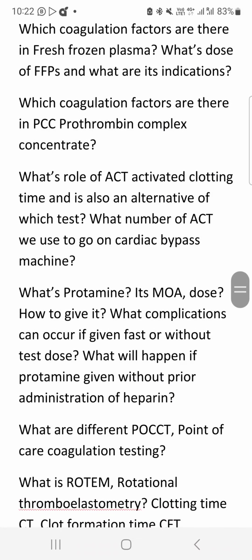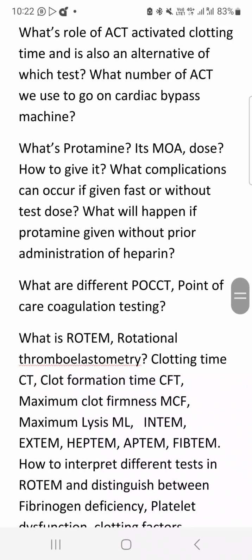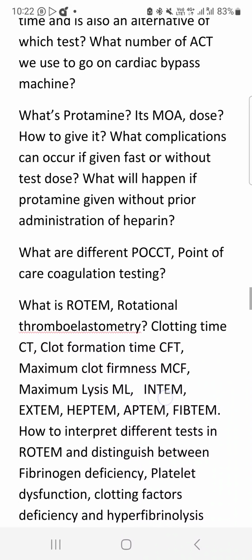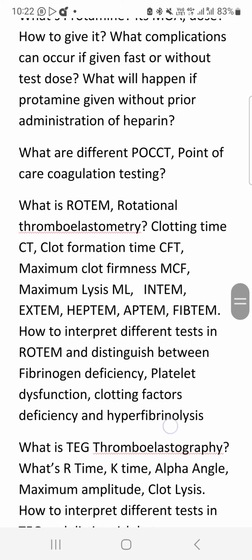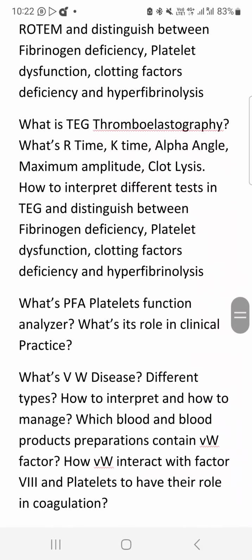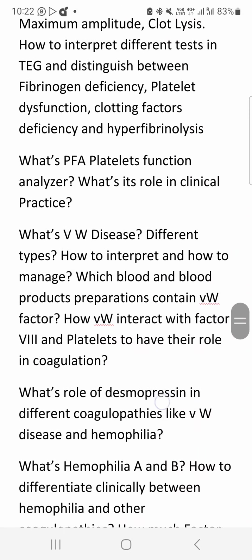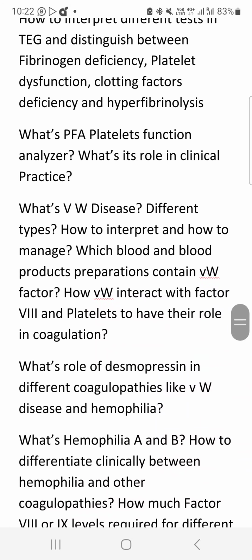Even if I find a volunteer who can solve these questions and share, it will be a great effort. Okay, so some of the things will be in reference to risk of thromboembolism.